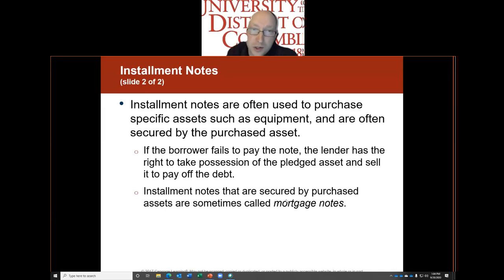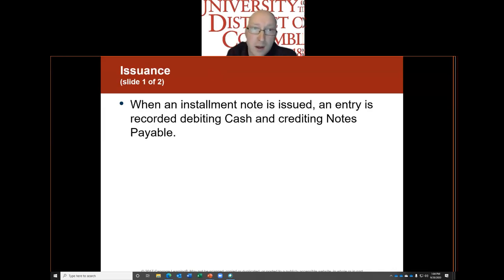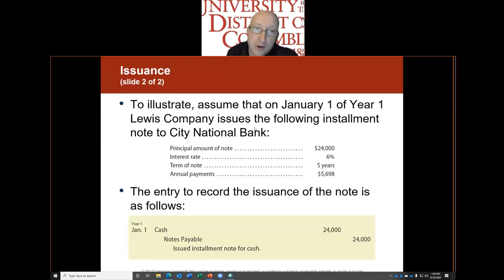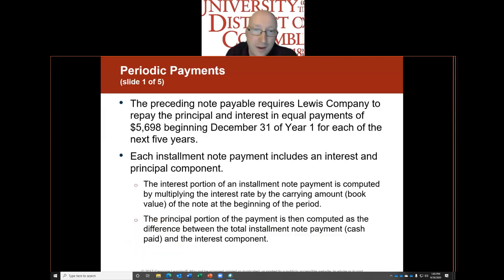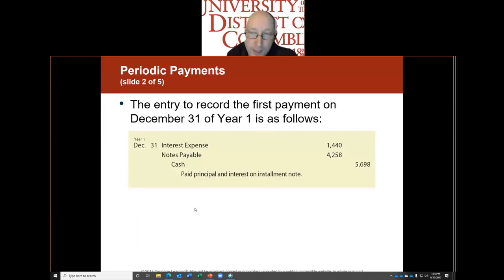And installment amounts are usually set to purchase a specified asset. Okay, we talked a lot about this in the last chapter. It's kind of repeated. When an installment note is issued, we debit cash and credit notes payable. Again, very similar to what we learned about in the last chapter. In fact, it's pretty much the same. Periodic payments, instead of making regularly scheduled monthly payments, might be done at different intervals, and it's usually measured by the number of intervals.